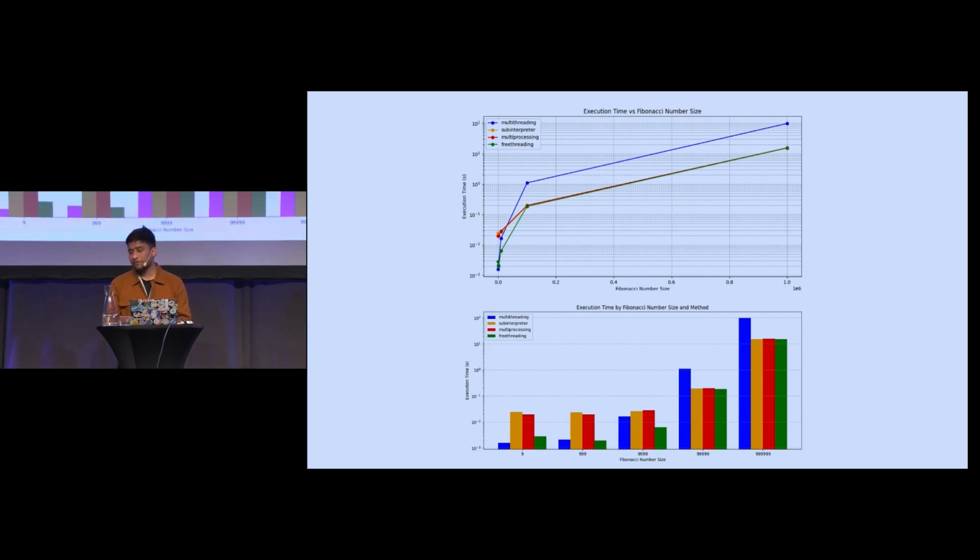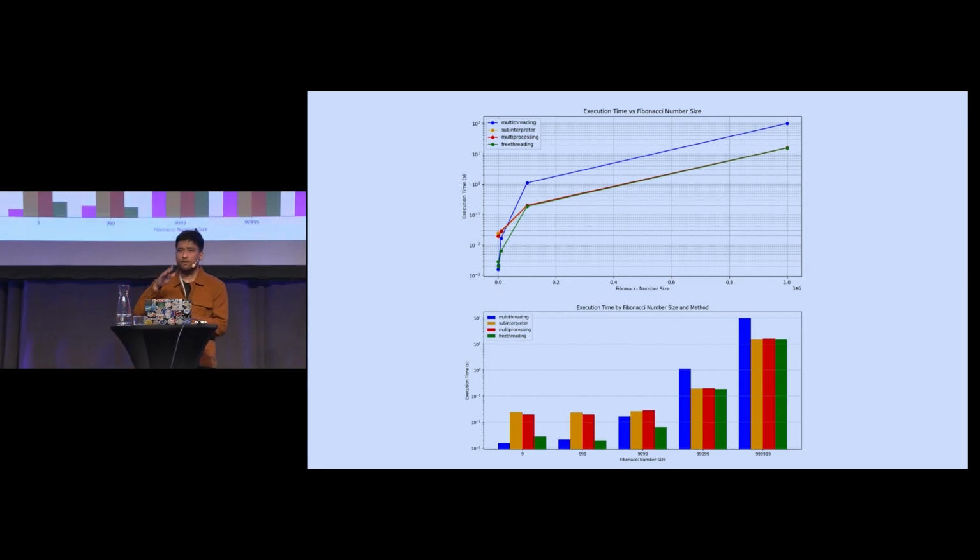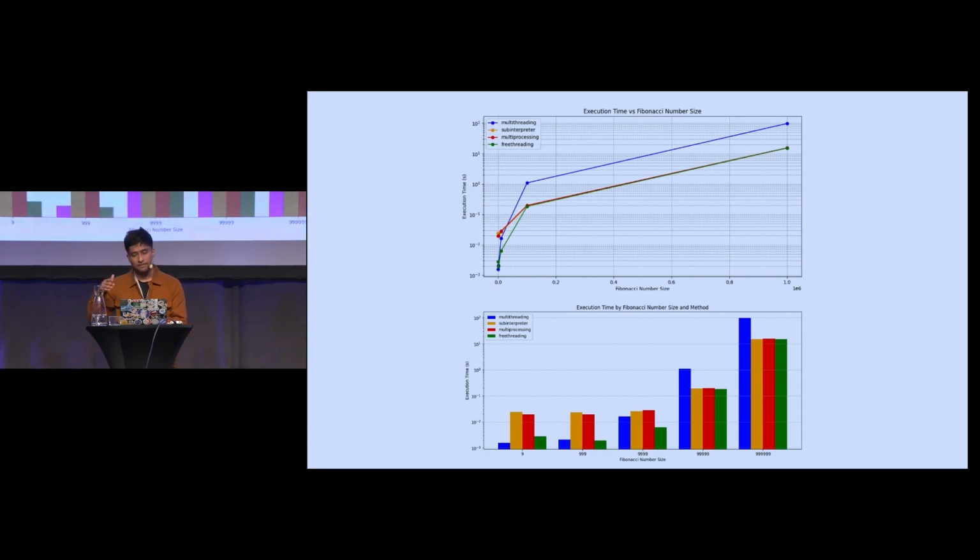Here I'm calculating the Fibonacci number. The complexity rises on the x-axis from left, where the calculation is quite easy, to the right, where we are calculating much higher Fibonacci numbers. And this graph is based on a log scale. So you can see that in this scale, multi-threading is performing quite badly.